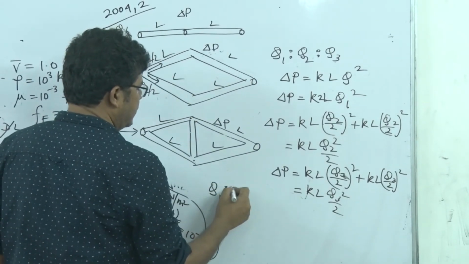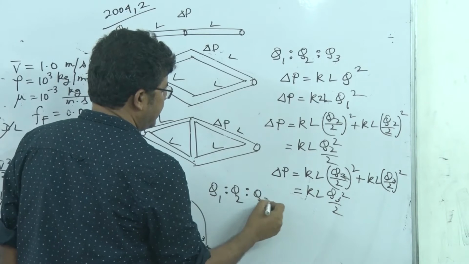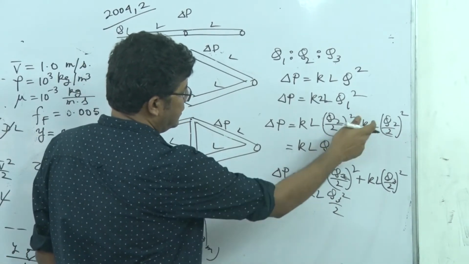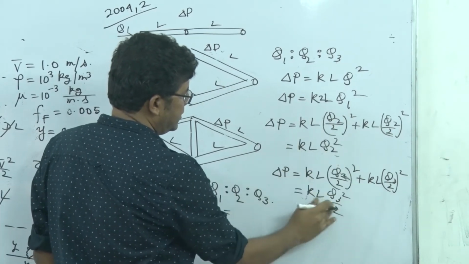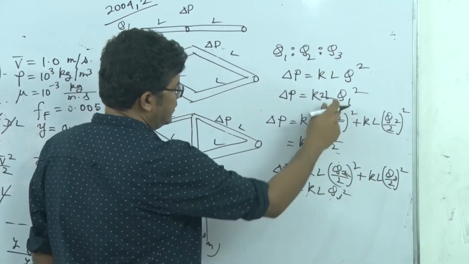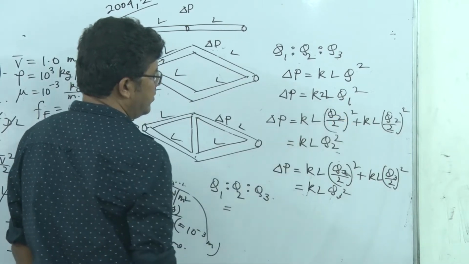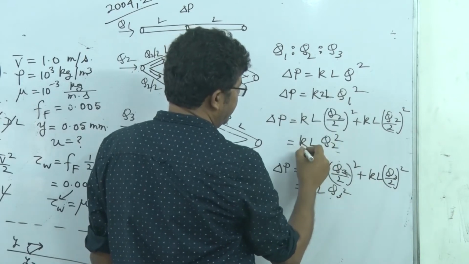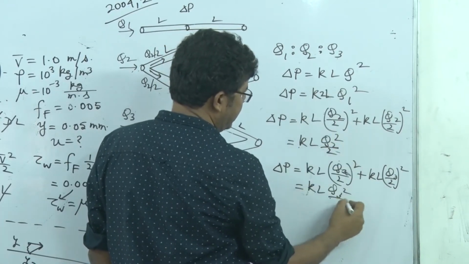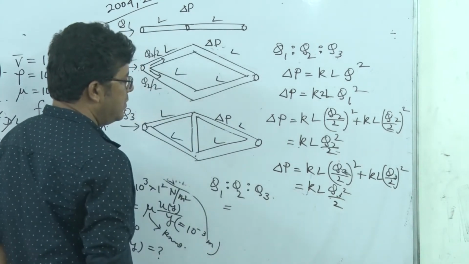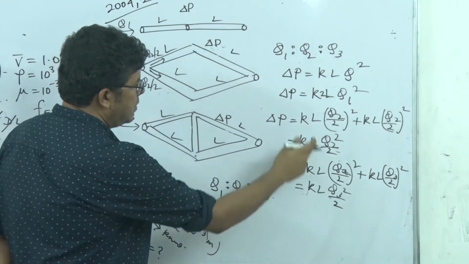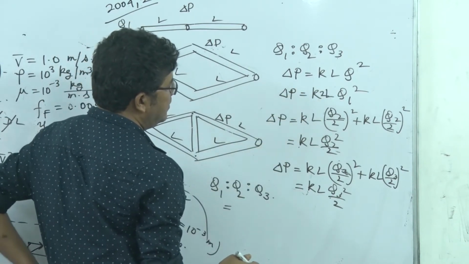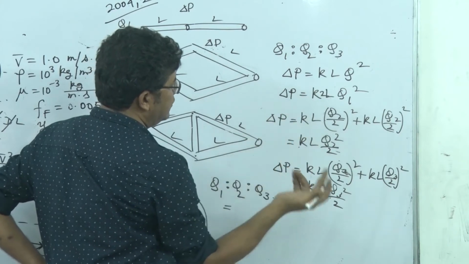So Q1 is to Q2 is to Q3 is equal to, this is 2L, right? So it is only this KL, this is by 4 and by 4. No, this is 2L. So there will be 2 divided by 2. So Q1 is to Q2 is to Q3.